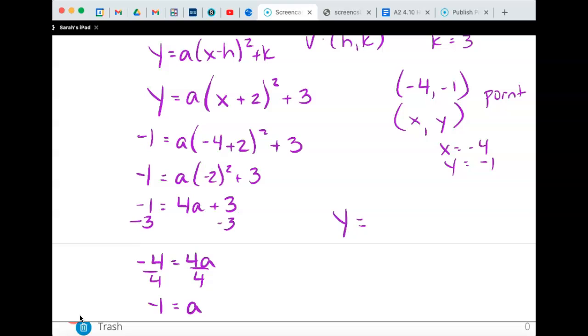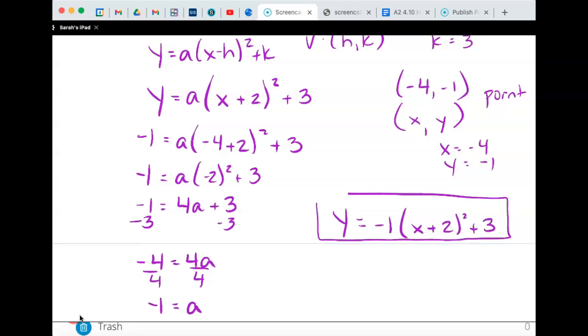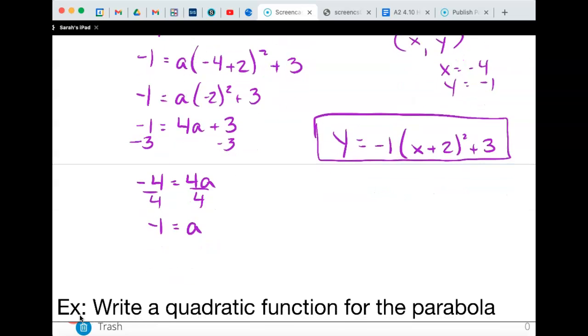So now we have y equals negative 1 for the a value, and we still have the x plus 2 squared plus 3. So there is the equation of my parabola with that information. Nice. So that's standard form. Not too shabby, you just have to know where you're plugging things into and what you're trying to do here. Otherwise, the math is really simple.